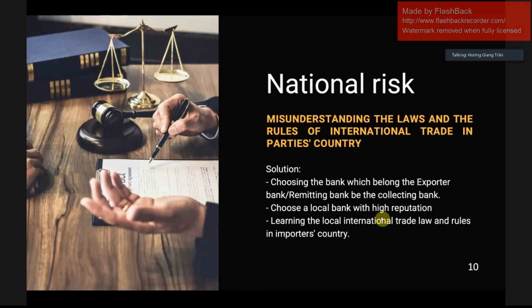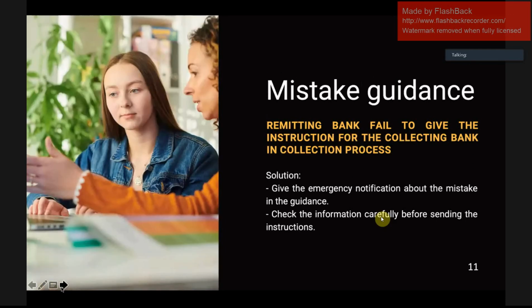The second risk is misunderstanding guidance. It means the remitting bank could give wrong instructions which cause a delay in receiving money from the collecting bank. So the remitting bank should give emergency notification about the mistake in the guidance, and before sending the documents, they should check the information carefully before sending the instruction.